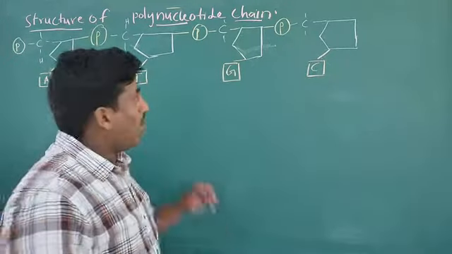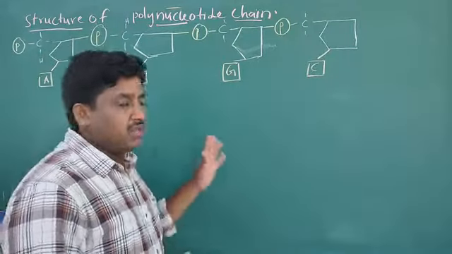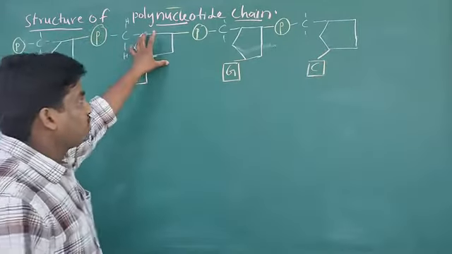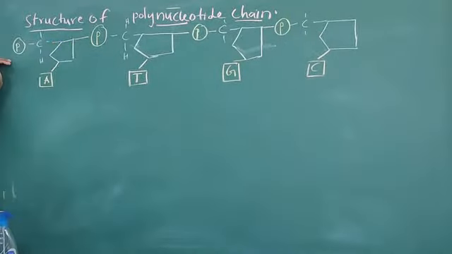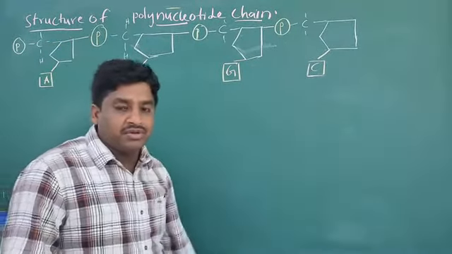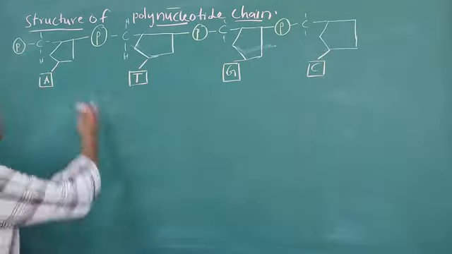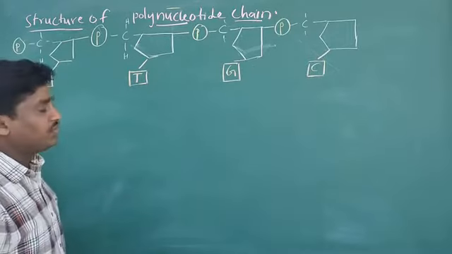After that, we have to continue with this polynucleotide chain in the DNA structure. That means the number of nucleotides. This is one nucleotide, this is another nucleotide, and this is another nucleotide. All together they form this chain. This is the polynucleotide chain. In the structure of DNA, this number of nucleotides is present.